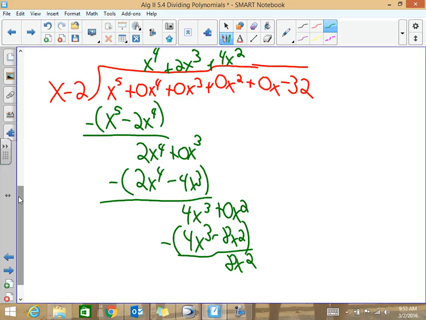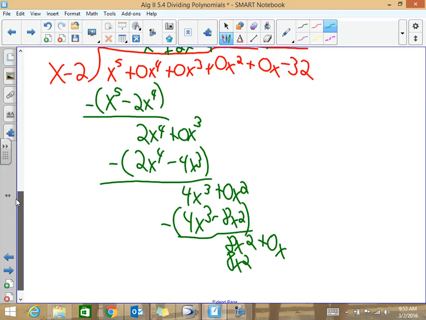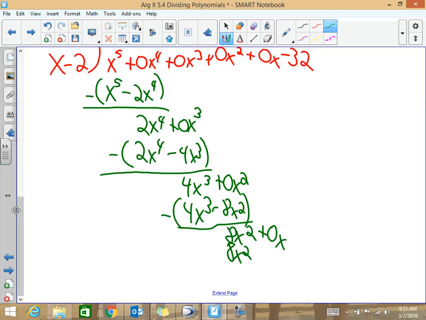And then we bring down 0x, right? Almost done. And what do we multiply x by to get 8x squared? 8x. So 8x times x gives us 8x squared. And 8x times negative 2 gives us negative 16x.